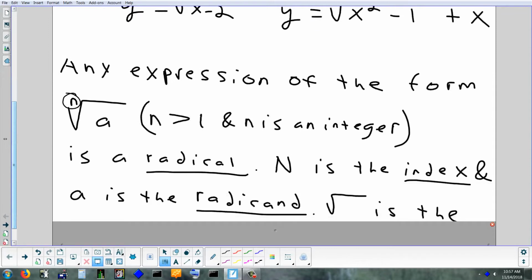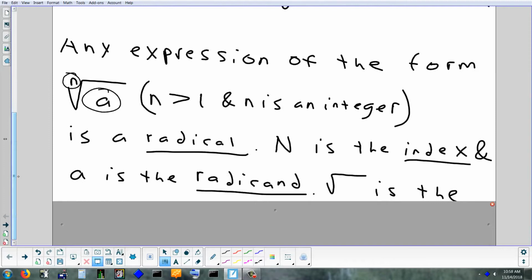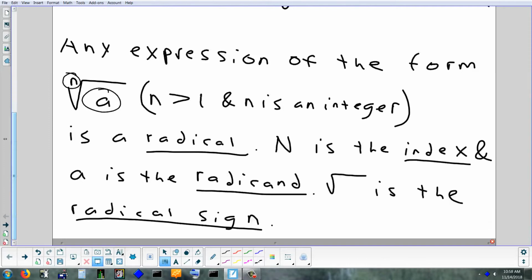What you put under the symbol, that's called the radicand. The radicand is what you're taking the root of. So if I said to you, what's the square root of 4? 4 is the radicand. The actual symbol, we just call that the radical sign. Kind of looks like that check mark with a horizontal line on top. That's a radical sign.